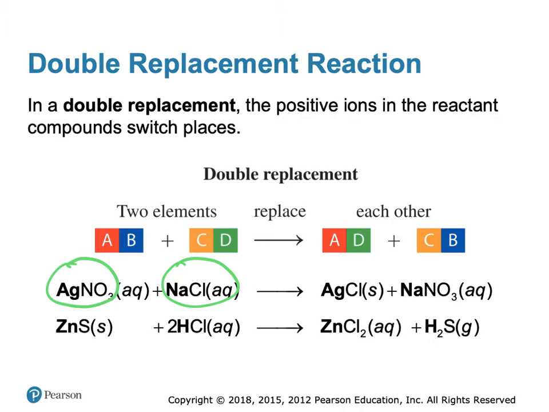In the second reaction, we have zinc sulfide and hydrochloric acid. The zinc will swap with the hydrogen, and you see that you form zinc chloride and dihydrogen sulfide gas.